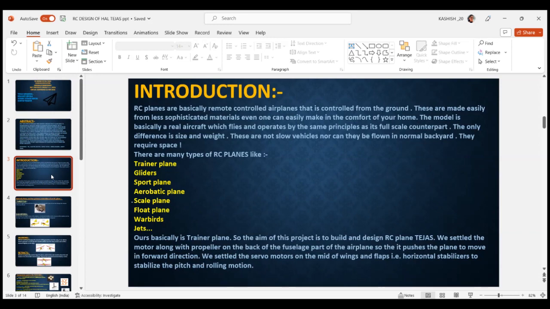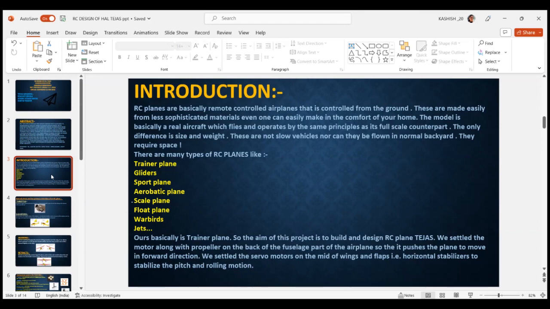They require space too. Basically, there are many types of RC planes like trainer plane, glider, sports plane, aerobatic plane, scale plane, float plane. Ours is basically a trainer plane. The aim of this project is to build and design the RC plane Tejas.